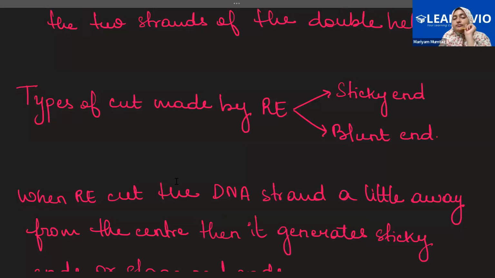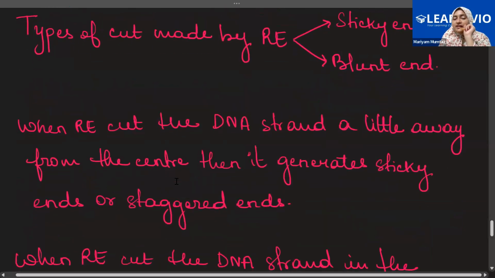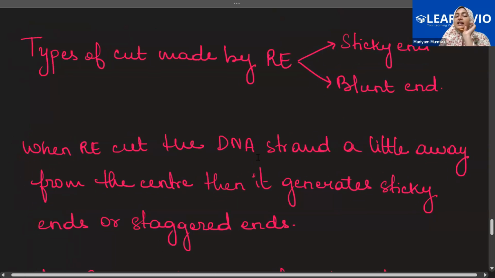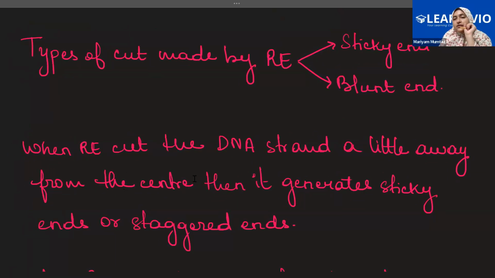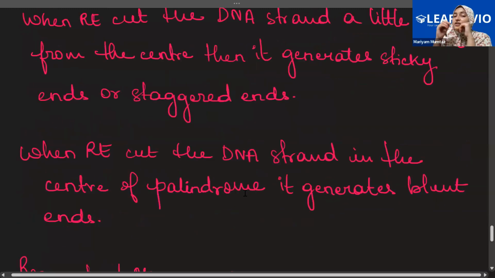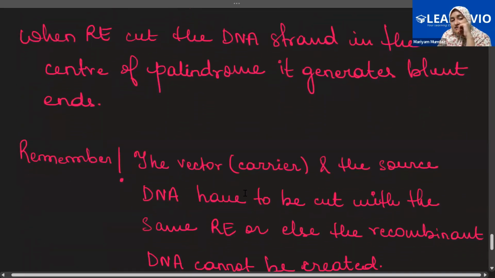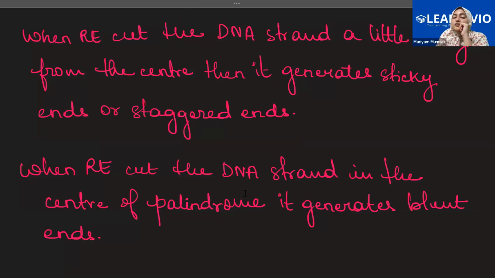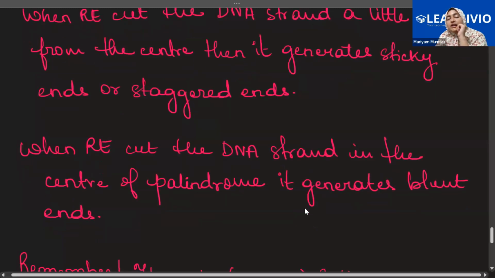Now, when the restriction endonuclease enzymes cut the DNA a little away from the center, when the cutting is not done in the center but shifts a little away from it, then sticky ends are generated. And these sticky ends you can also call staggered ends. But whenever a restriction enzyme is cutting the DNA right in the middle of the palindrome, it will generate a blunt end.